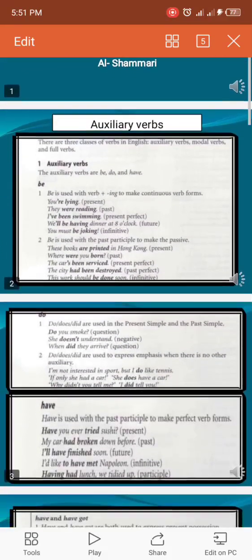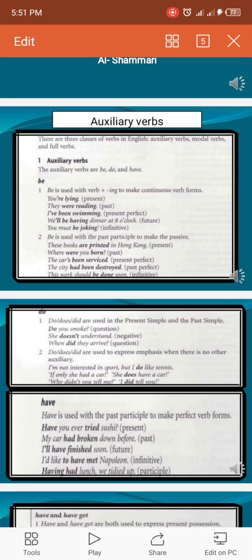There are three classes of verbs in English: auxiliary verbs, modal verbs, and full verbs. Number one, auxiliary verbs are be, do, and have. Be is used with verb plus ing to make continuous verb forms. For example, you are laying, in present. They were reading, in past. I've been swimming, in present perfect. We'll be having dinner at 8 o'clock, in future. You must be jogging, in an infinitive.